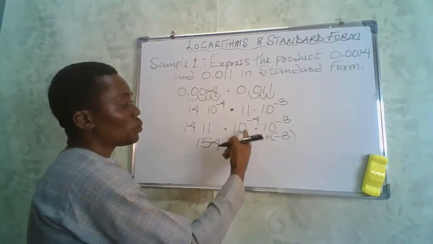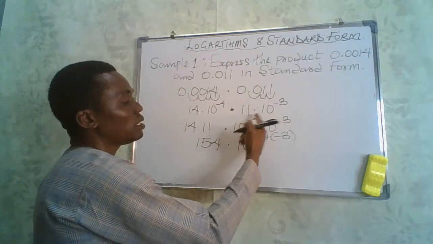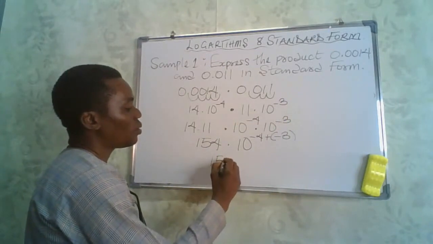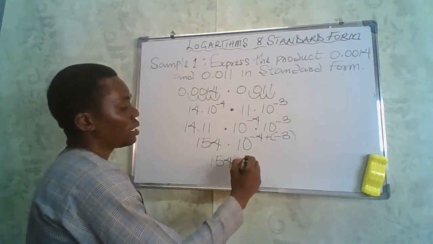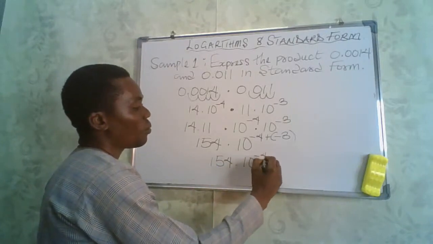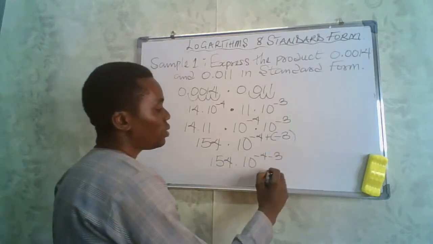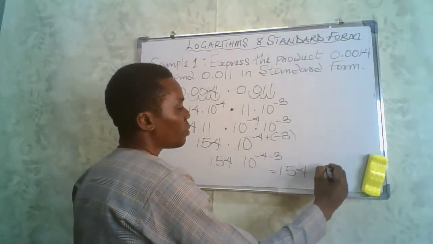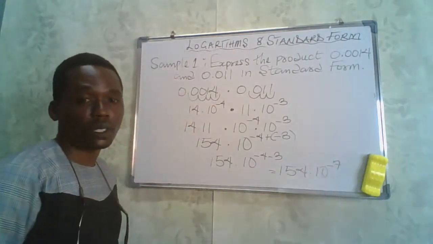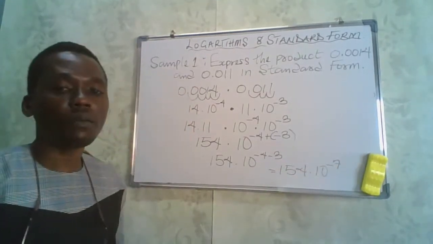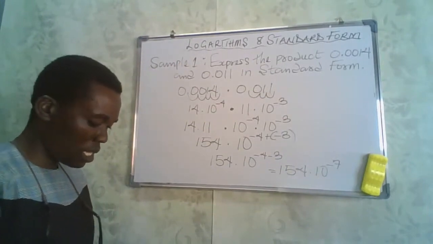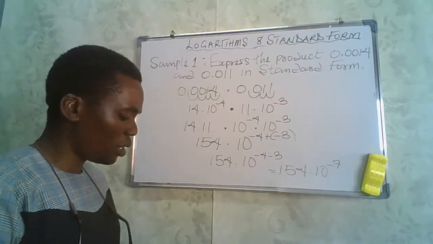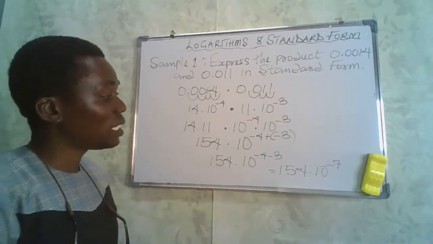Do you see that? Because we have the product of the same base, the powers or exponents will add. So we'll have 154 multiplied by 10 to the power of negative 4 minus 3. And this will be equal to 154 multiplied by 10 to the power of negative 7. So you see, the value we are going to have is going to be in standard form. Now, if you check your solution very well, you're going to find out that this is in the solution.